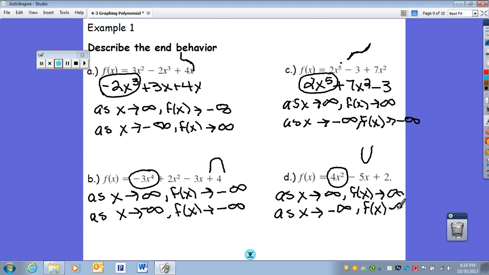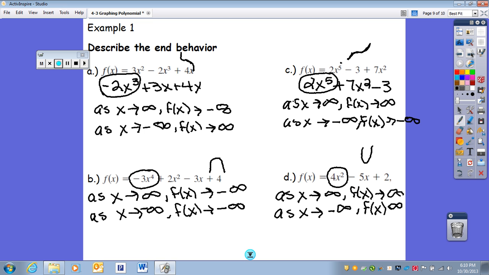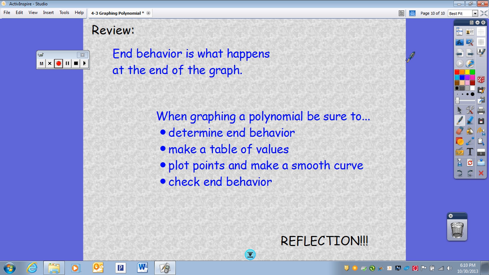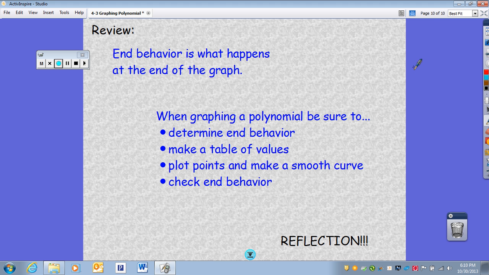So let's review. When we are working with polynomial functions, we are going to determine, after our function is in standard form, what the degree of the function is and what the leading coefficient is. Then we can determine what the general shape of that function would look like to find out what the end behavior is going to do. So when you are graphing a polynomial function, be sure to determine the end behavior, make a table of values, plot the points and make as smooth of a curve as possible, and then check that your end behavior is in the right place.